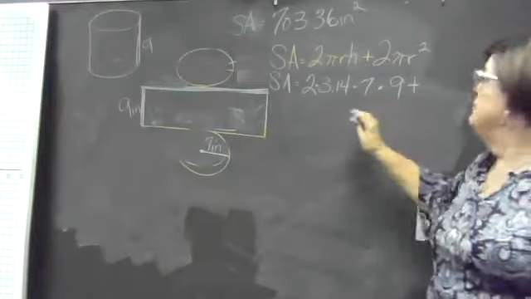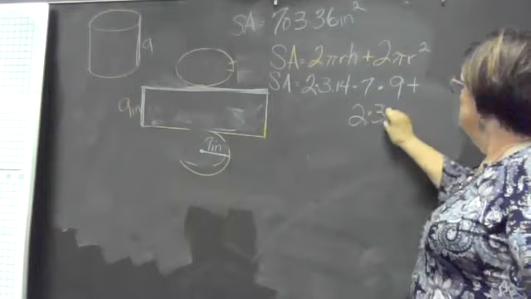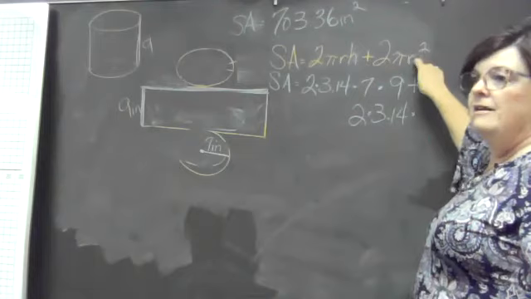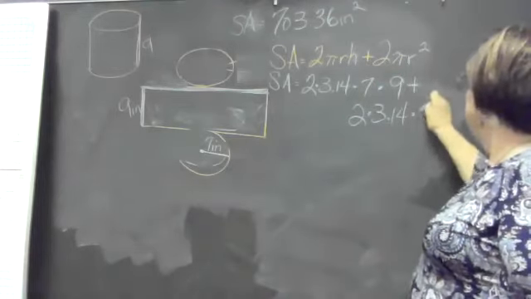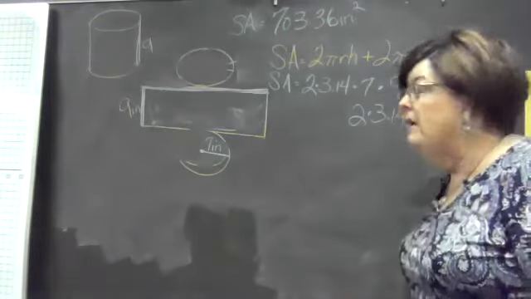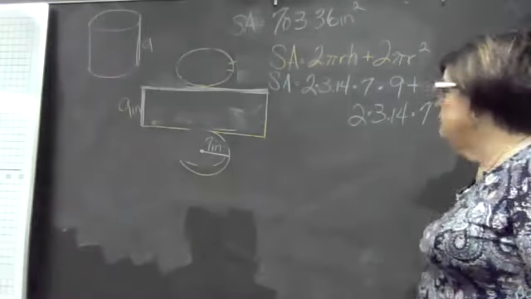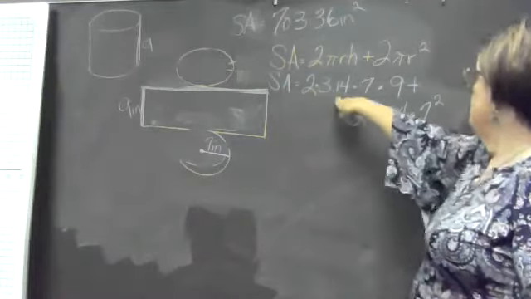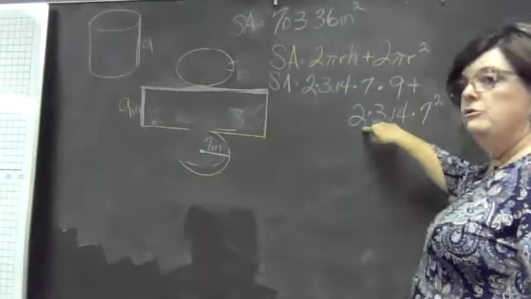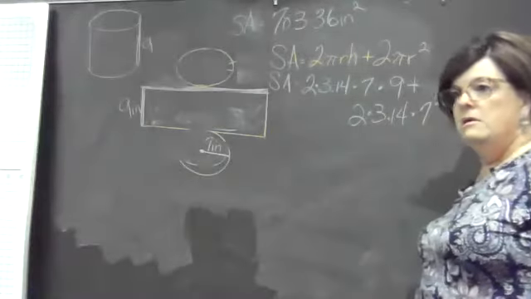I might run out of room here, so I'm going to put it under here. Plus 2 times 3.14 times, what's R? Radius. So it's 7 squared, right? Yes. So all you have to do now is use your calculator and go through here. 2 times 3.14 times 7 times 9 plus 2 times 3.14 times 7 squared.